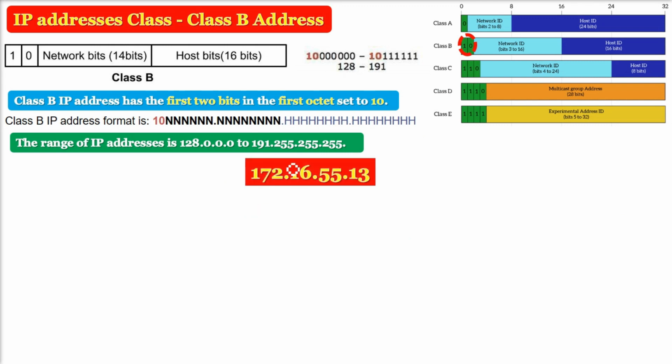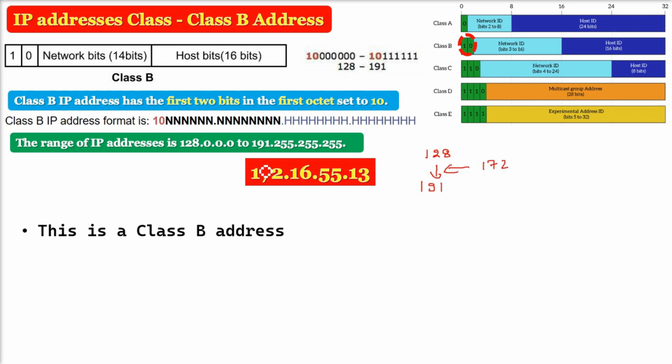So we have an example here, 172.16.55.13. Now you tell me which class does this address belong to? This is very clear because we are discussing class B, so it is a class B address. But how? See, when the first octet is from 128 to 191, this is the category of class B address. 172 is the first octet. Does it lie between 128 and 191? Yes, absolutely. That is why this is a class B address.